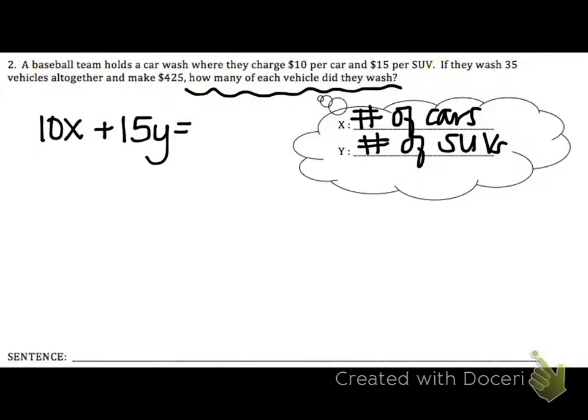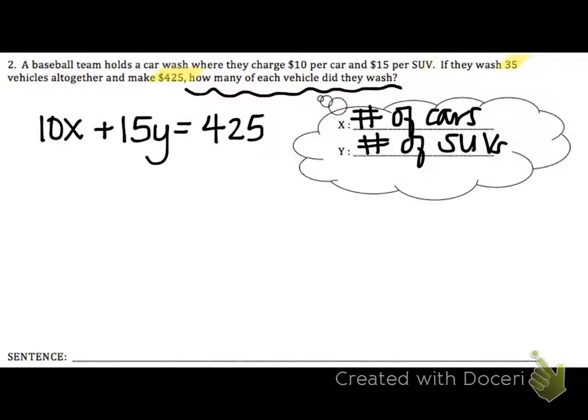Cool. How much money should that add up to? We have two options in terms of the numbers that are left over. We have 35 and we have 425. If we're talking about money, which one do we want to use in this case? We want to use the 425.